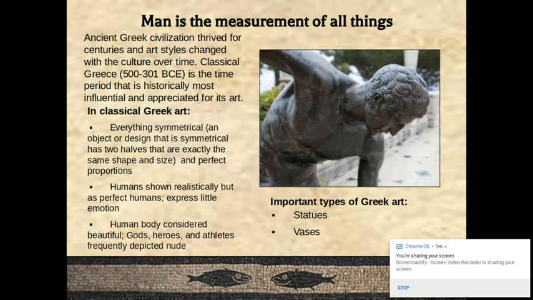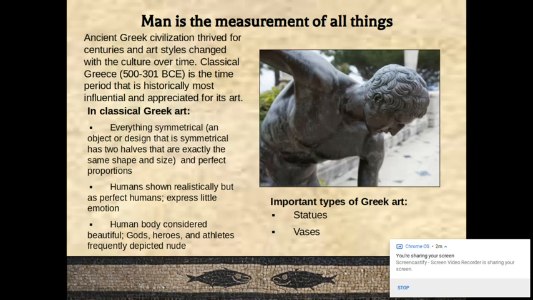So, ancient Greek art is what we're going to be talking about first. And ancient Greek civilization thrived, which means it did well, for centuries, and art styles changed with the culture over time. First thing we're going to be talking about is that in classical Greek art, everything is symmetrical. So, symmetrical means when two halves are exactly the same shape and size, and they have perfect proportions.